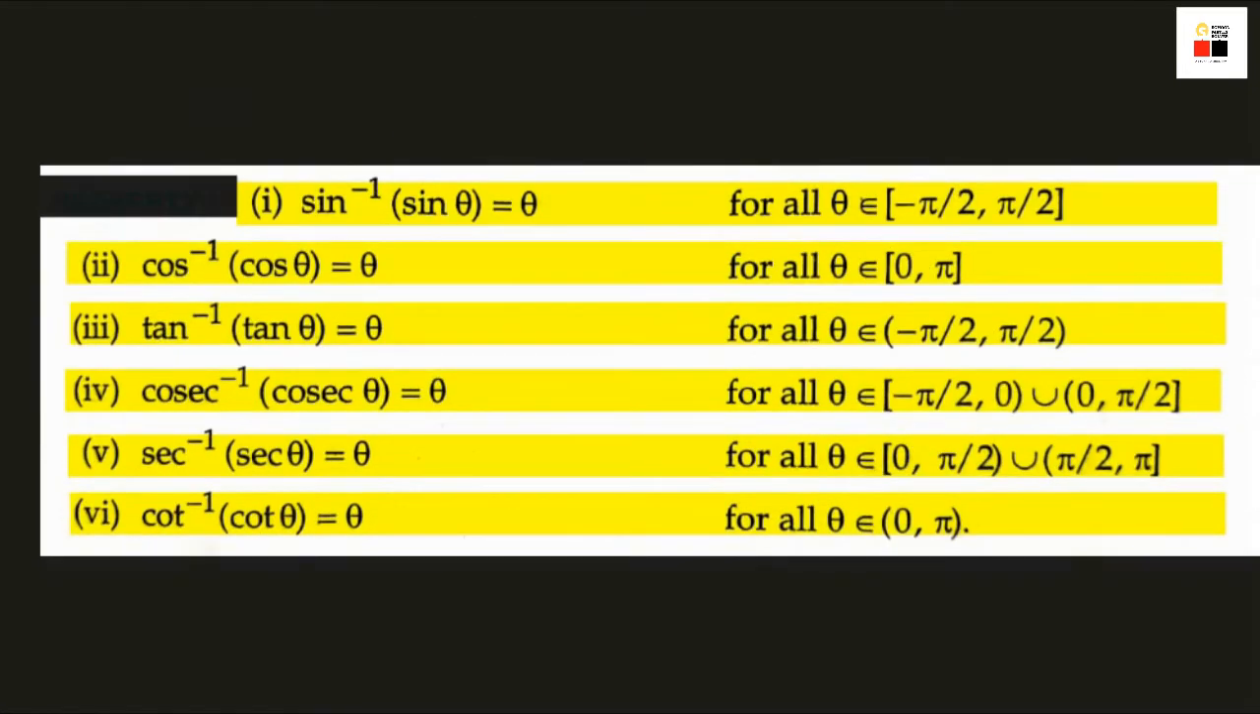Here I wrote some properties. Sin inverse of sin theta is equal to theta for all theta belonging to minus pi by 2 comma pi by 2. Please remember the set where theta lies. Cos inverse of cos theta equals theta for all theta belonging to 0 comma pi, and so on.